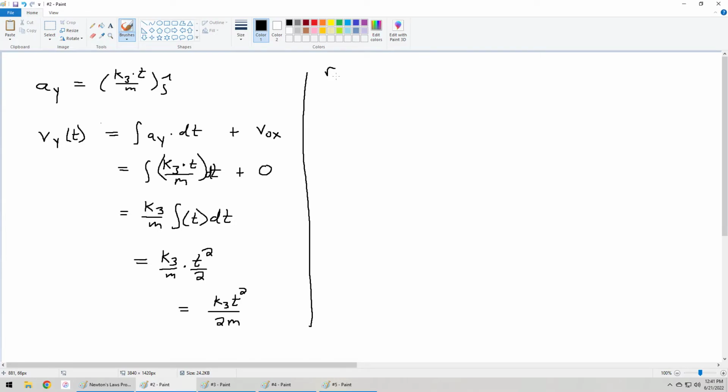R, the position vector, y component as a function of time, is the same as writing just y, and that's equal to integrating the y component of the velocity with respect to the variable t. And we have to include any type of constant displacement with respect to the y direction.